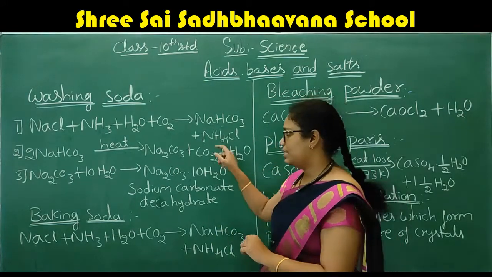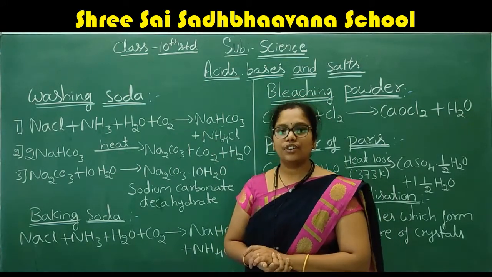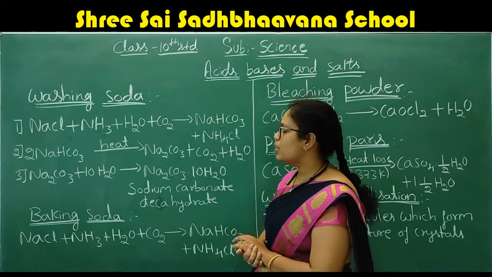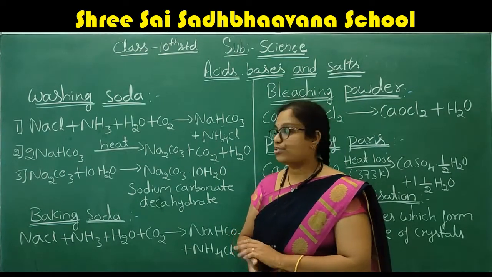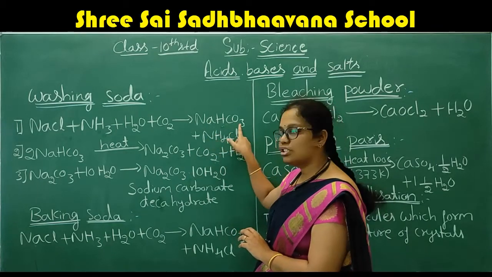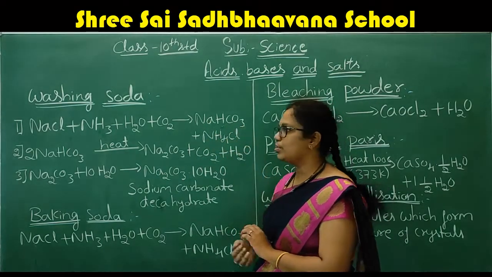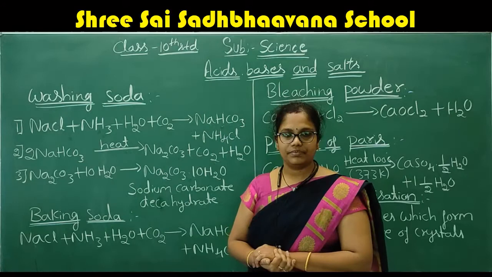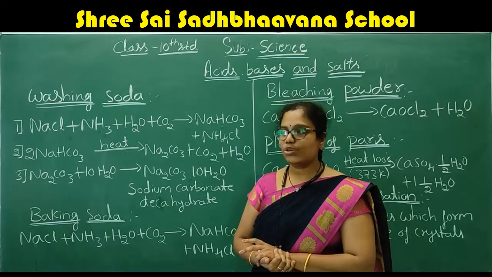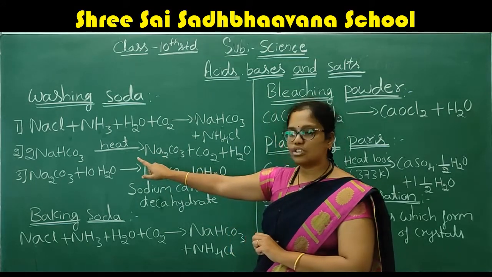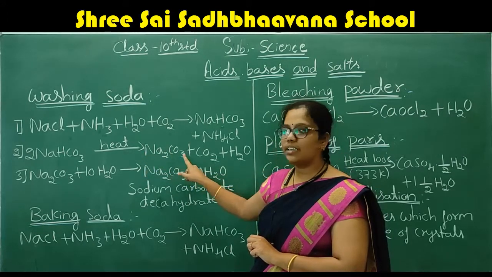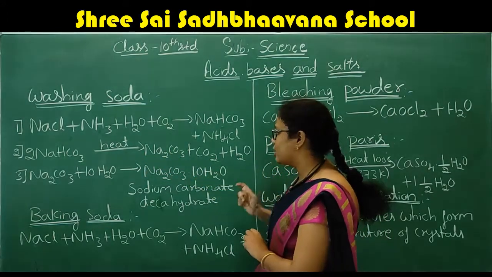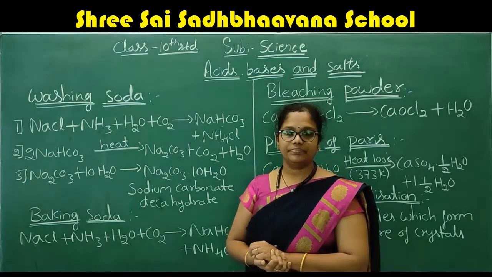One more time, I will just repeat the three methods. In the first method, sodium chloride plus ammonia plus water plus carbon dioxide give rise to sodium hydrogen carbonate, and ammonium chloride is liberated. After that, in the second process, the sodium hydrogen carbonate, if it is heated, forms sodium carbonate plus carbon dioxide, and water is liberated.